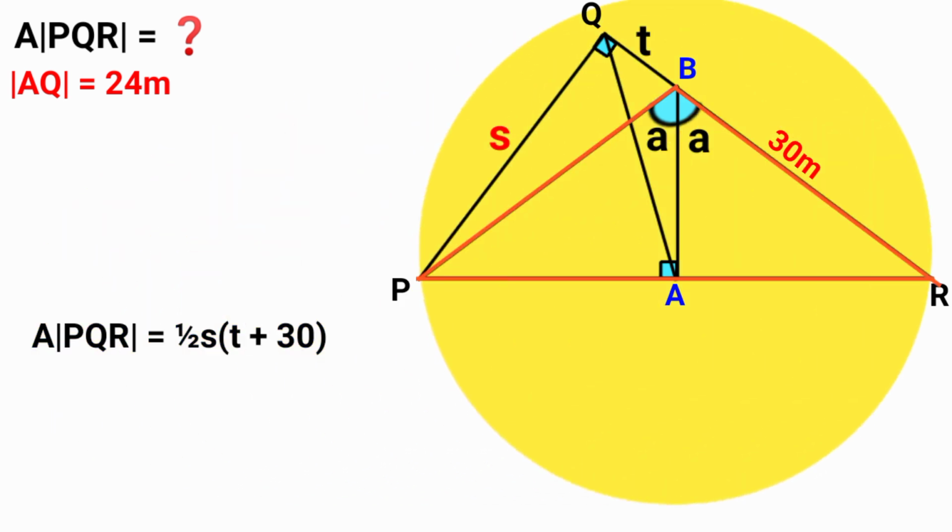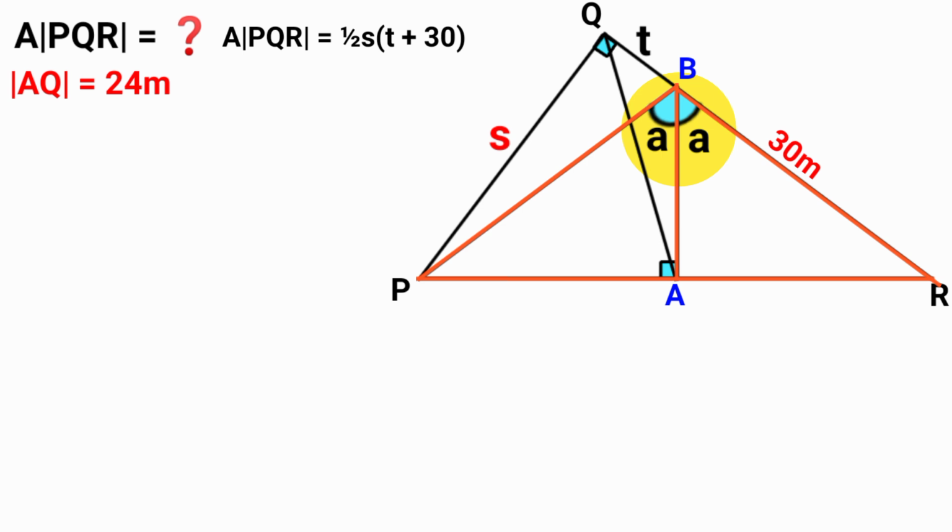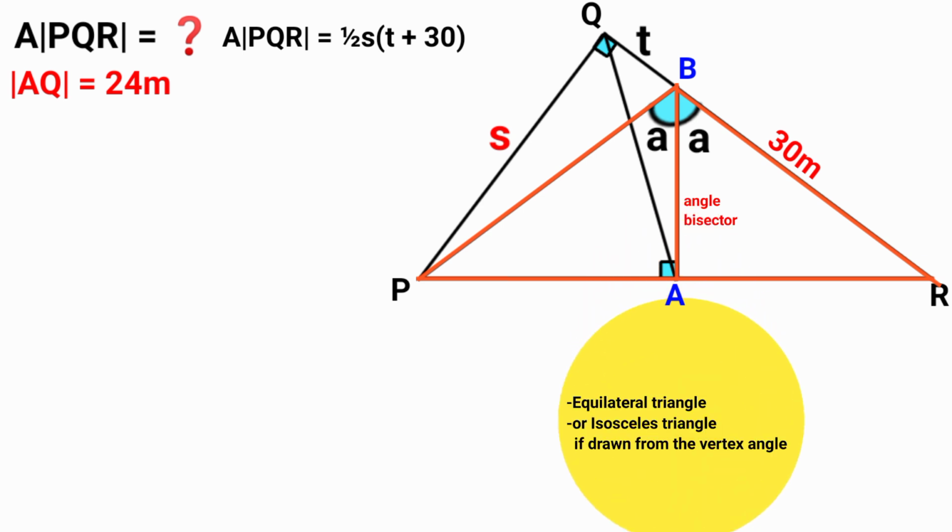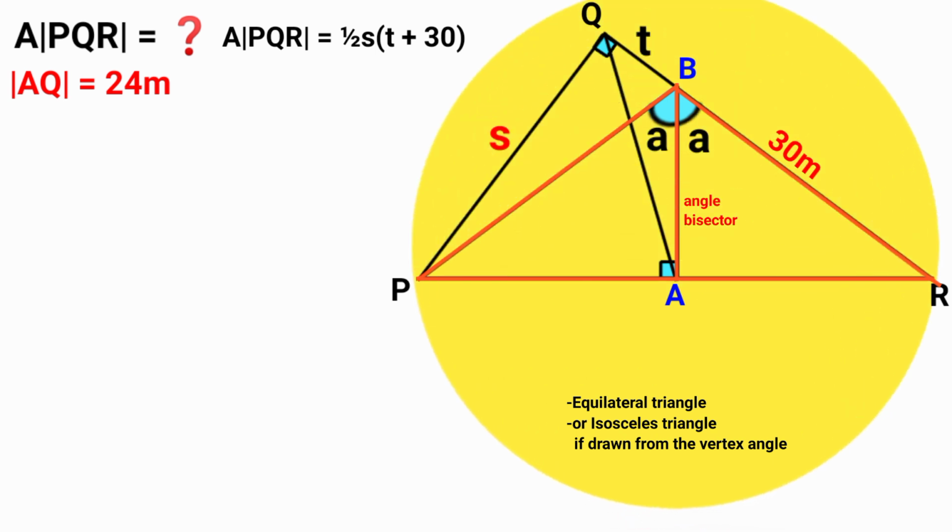Now look at this triangle BPR. This line bisects this angle of it. That is, it is an angle bisector of triangle BPR. The angle bisector is perpendicular to this side. There are two types of triangle which have their angle bisector perpendicular to the opposite side. That is the equilateral triangle or an isosceles triangle if drawn from the vertex angle. So triangle BPR is either an equilateral triangle or an isosceles triangle. In both cases, the sides adjacent to the angle bisector are congruent. That is this side and this side here. So since this is 30 meters in length, this must also be 30 meters.